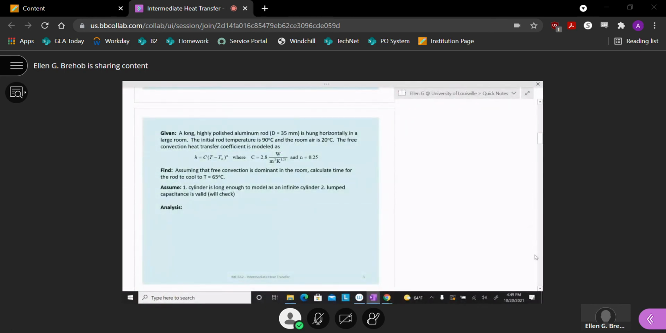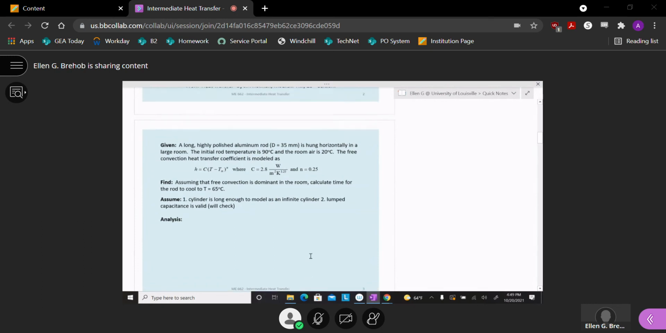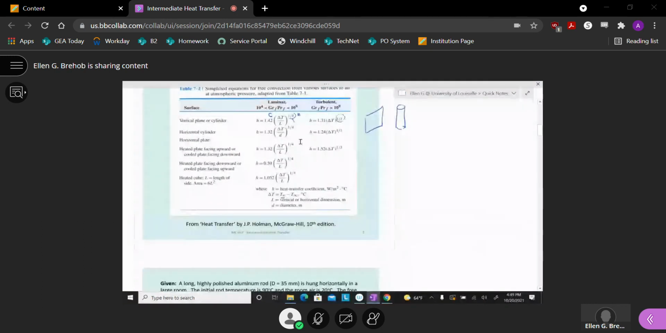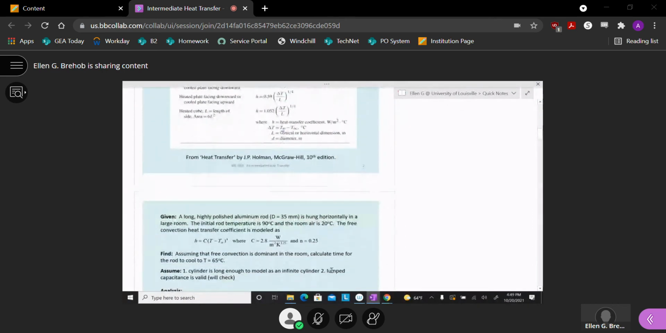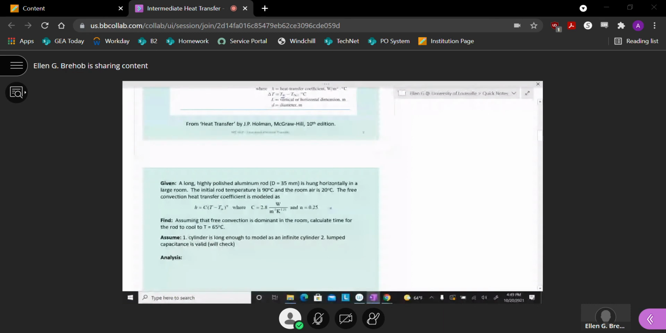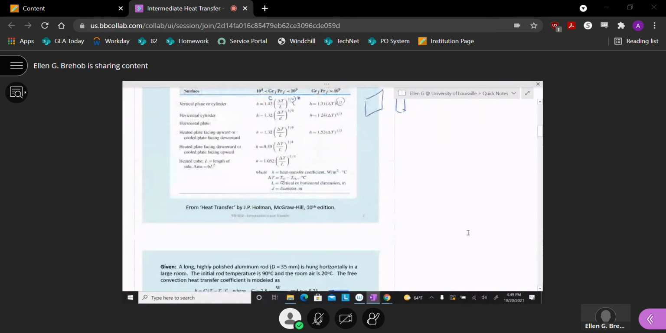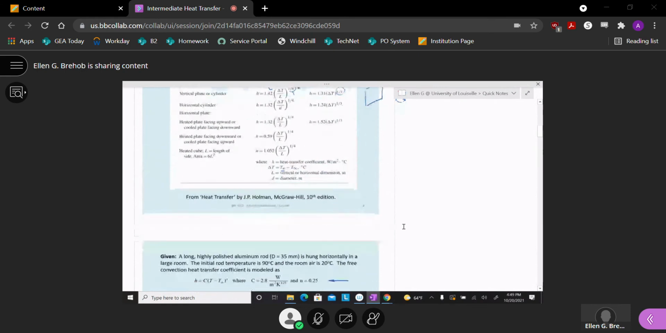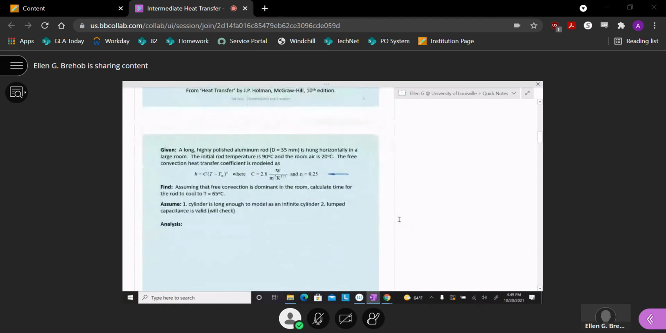So this is a problem to work with a free convection heat transfer coefficient given, and they gave us what to use for C, and they gave us what to use for n. I kind of like this because we saw up here that we had a lot of times where n was equal to a quarter. So this looks pretty reasonable. Do we have anything with 2.8? No, we don't have any coefficients that high, but the exponent looks reasonable.